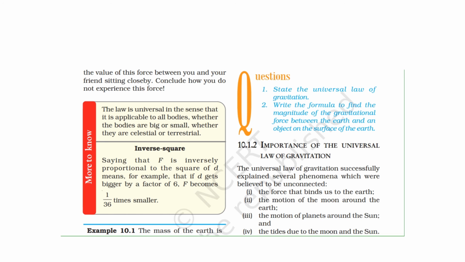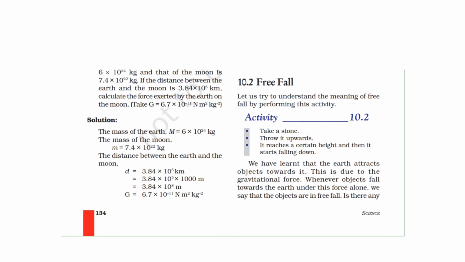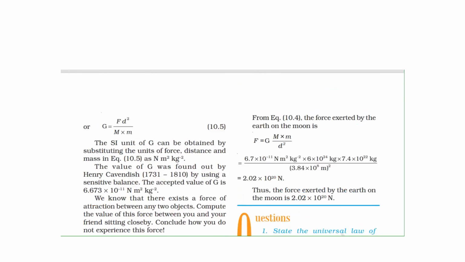Inverse square. Saying that F is inversely proportional to the square of d means, for example, that if d gets bigger by a factor of 6, F becomes 1 by 36 times smaller. The example questions and the in-text questions will be discussed in a video separately.